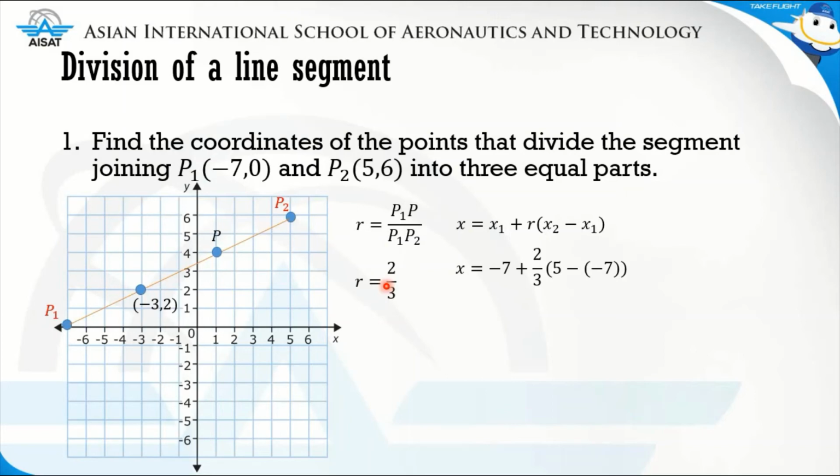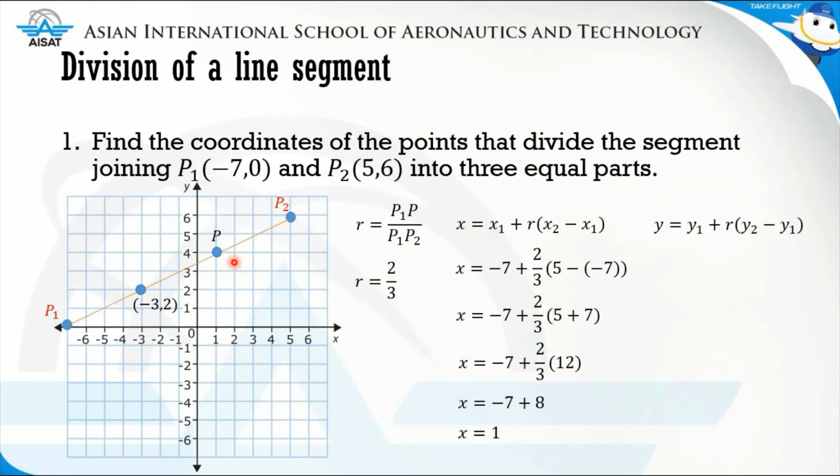Now simplifying the value inside the parenthesis, we'll have 5 plus 7. Adding 5 and 7 will get 12. Getting 2/3 of 12, we'll have 2 times 12, which is 24, divided by 3, we'll have 8. So adding negative 7 and 8, we'll have positive 1. That means the x value for this point of division is 1.